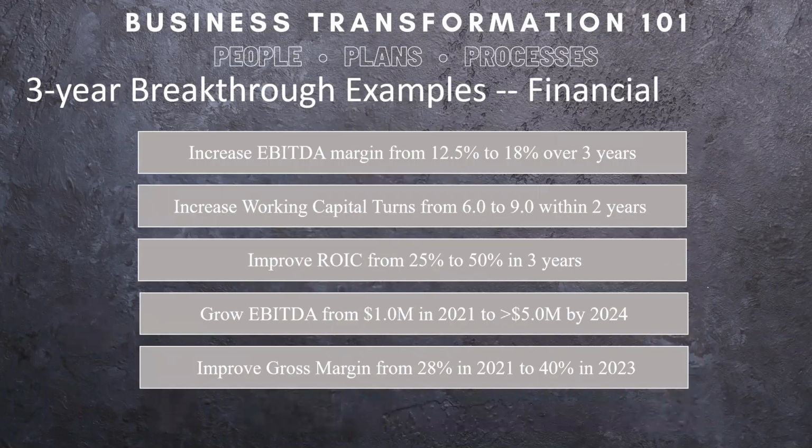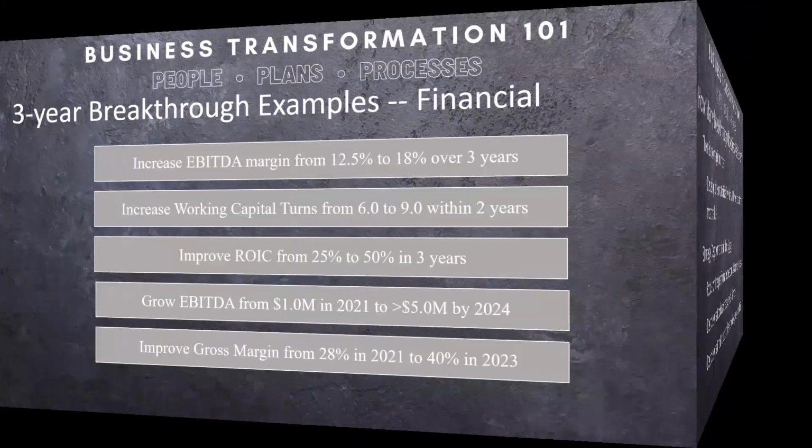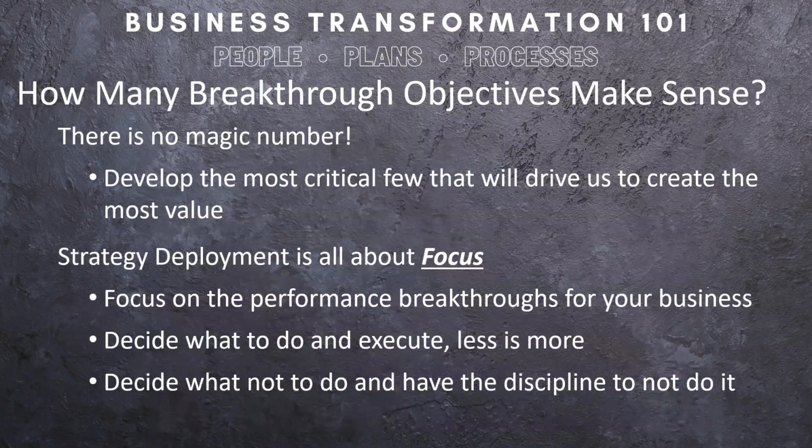Here are 3-year breakthrough examples for financial metrics. Once again, notice the breakthrough nature of these improvements. One of the key questions that always arises on breakthrough objectives is how many is the right number? There is no right number, but I would strongly recommend keeping it to 3 or fewer, since every objective will cascade to many improvement priorities, which then requires many resources. Focus is important, and hitting one objective out of the park is better than mediocre results on 3 objectives.